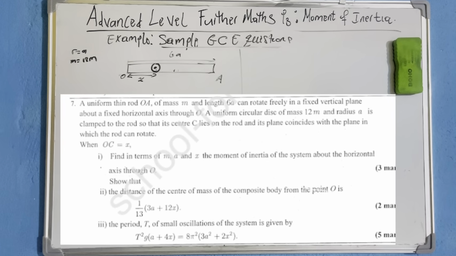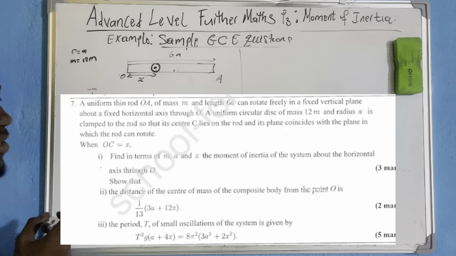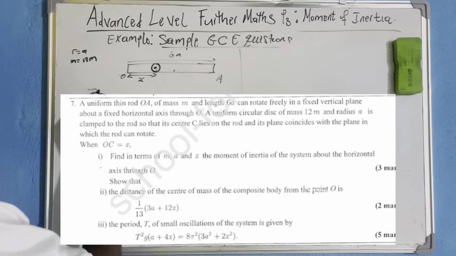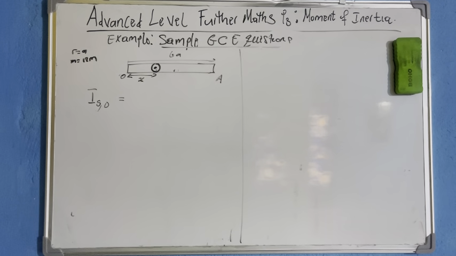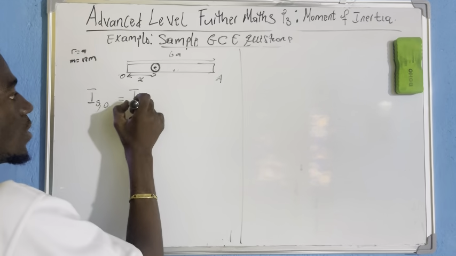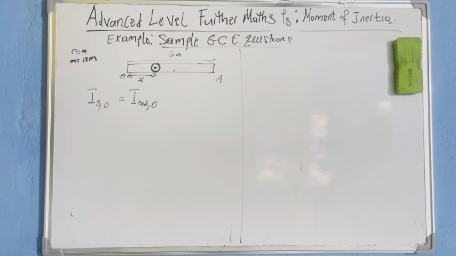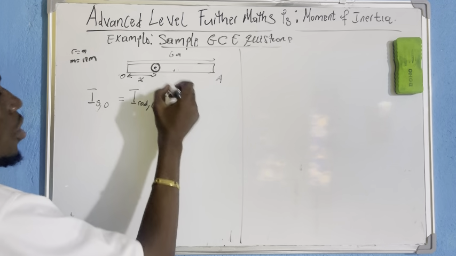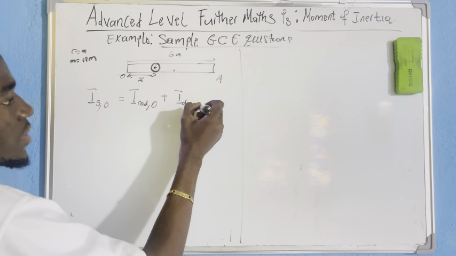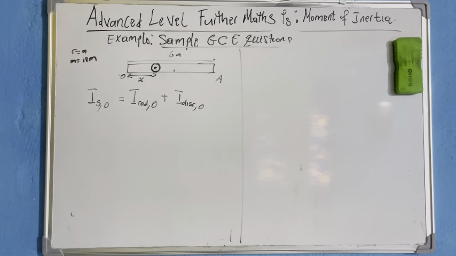It means that I want to calculate the moment of inertia of the system about an axis passing through O. Here the system is made up of a disc and a rod. So what am I supposed to do? I first calculate the moment of inertia of the rod about the axis O plus the moment of inertia of the disc about the axis O. That is it, as simple as that.